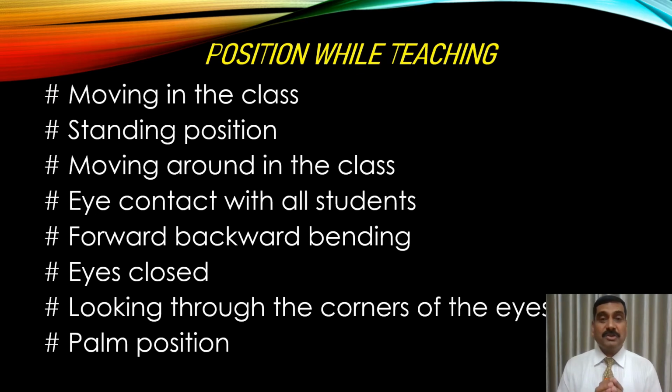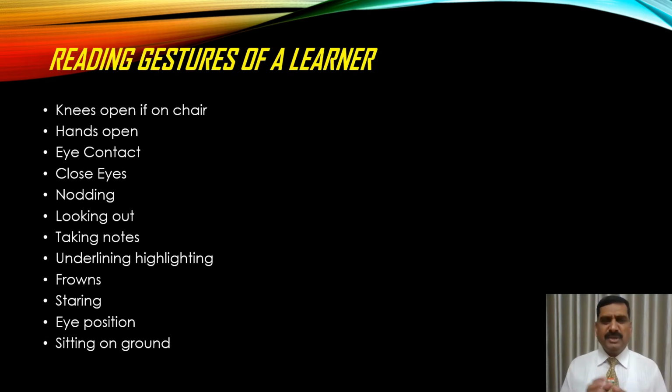What kind of position should a teacher have while teaching in the class? If a student sits with knees crossed on a bench or on a chair, he will retain the minimum of what you are teaching. Research has proved this. If the hands are open, it means the student is carefree. If he is maintaining eye contact with you, he is listening to you. If you maintain eye contact with him while speaking, the students feel that you are talking to them. If the students are nodding, it means they are properly listening to you.